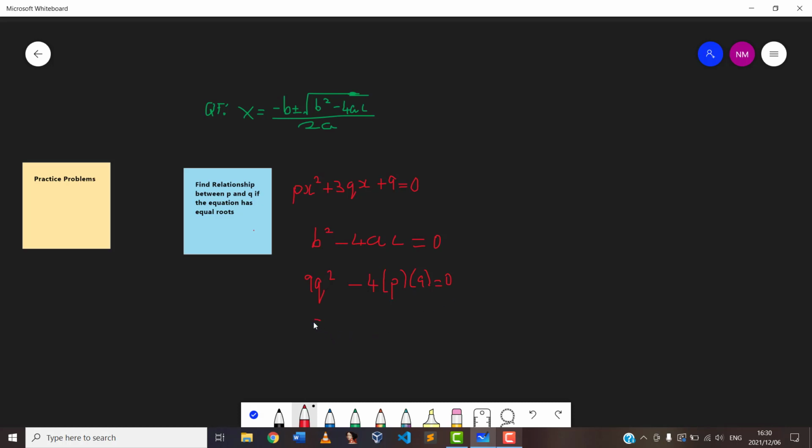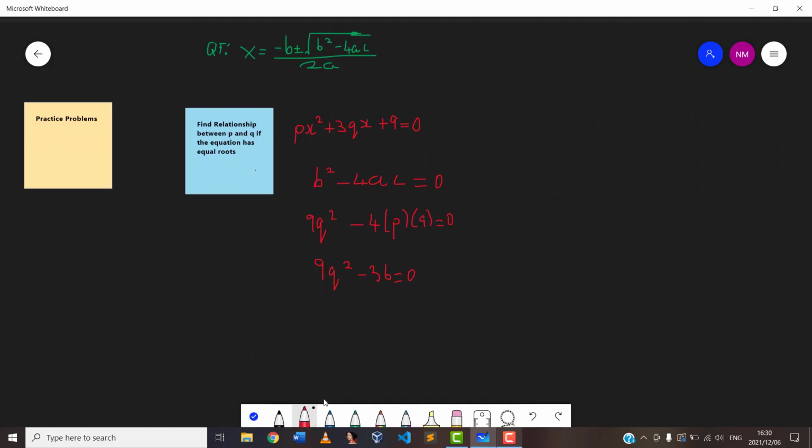So let's just simplify this. 9q squared minus 36p equals 0. And now 9q squared equals, oops, I forgot the p, equals 36p. And let's just divide each side by 9, so we can get a clean q squared. q squared equals 4p. So that's ultimately the relationship between p and q.